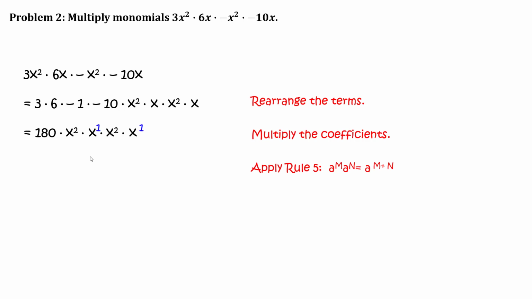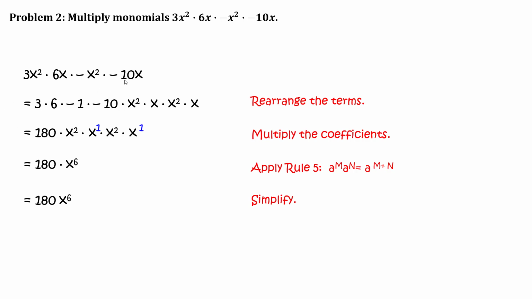All right, in order to multiply my variable parts, I'm going to apply Rule 5. Rule 5 says, if you're multiplying terms with the same base, you keep the base and add the exponents. In this case, the base is x, and then the exponents are 2, 1 (x by itself has an exponent of 1), 2, and then 1. So I get 180 times x raised to 2 plus 1 is 3, plus 2 is 5, plus 1 is 6. And then the last step I'm going to simplify. I'm just going to rewrite that as one term, 180 x to the 6th.